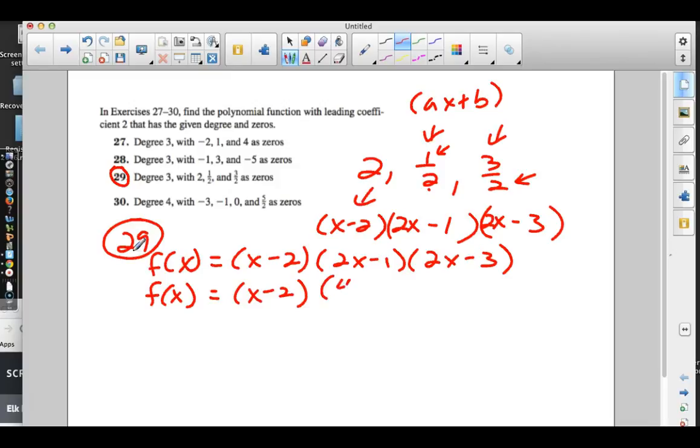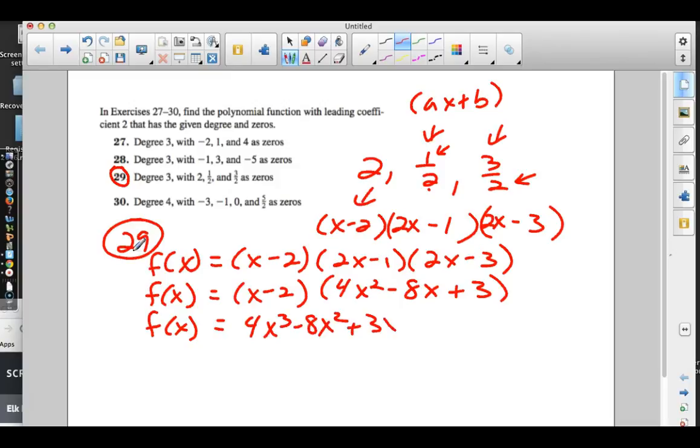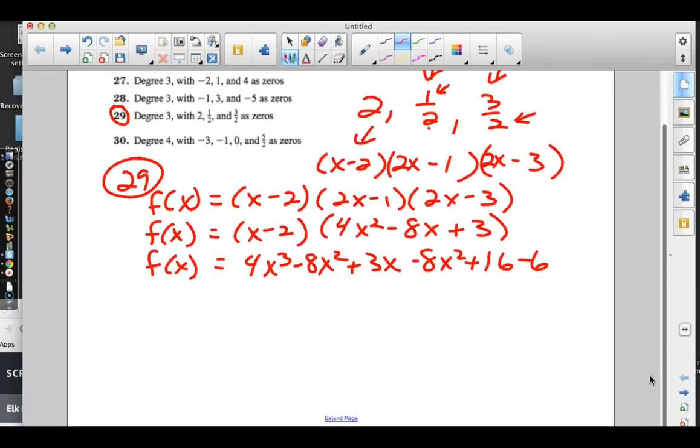So FOIL would give us 4x squared minus 6x minus 2x would be minus 8x plus 3. Distributing an x through that would give us 4x cubed minus 8x squared plus 3x. Distributing a negative 2 would give us negative 8x squared plus 16x, and minus 6. And we would combine like terms.